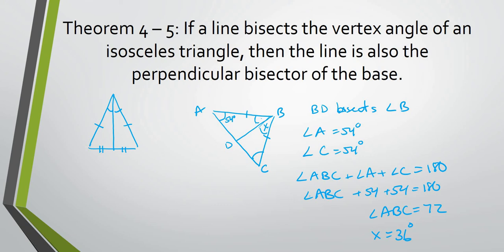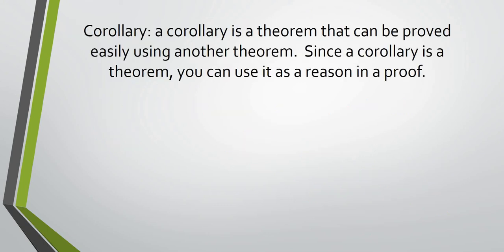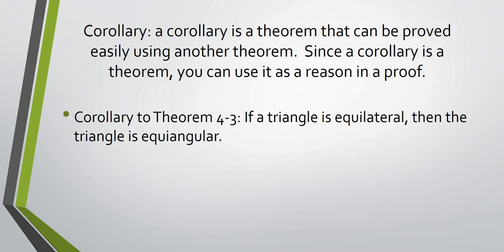Okay, pretty simple stuff. I've got a couple of things called corollaries. A corollary is a theorem that can be proved easily using another theorem. Since a corollary is a theorem, you can use it as a reason in a proof. So I have two corollaries.